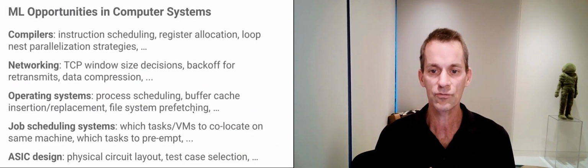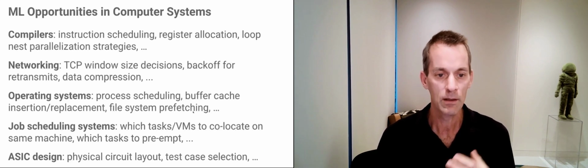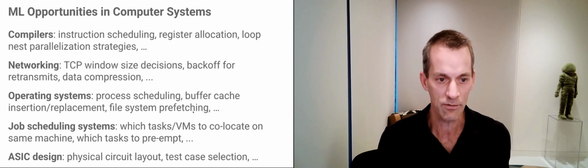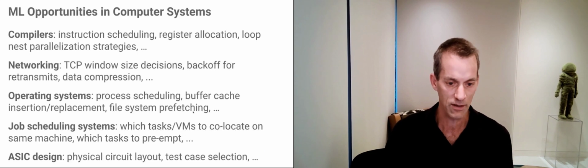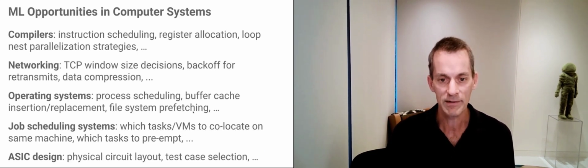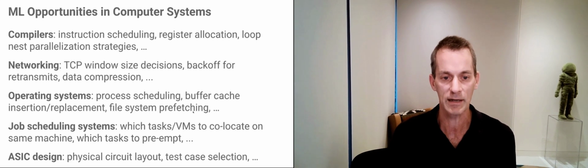So I think there's tremendous opportunities for machine learning to improve computer systems. I think lots and lots of aspects of computer systems, some are just listed here in compilers and networking, operating systems, job scheduling, ASIC design, and so on, are all areas where they tend to use a lot of heuristics or sort of approximation algorithms to try to do something, and often learning can actually help tremendously improve this.